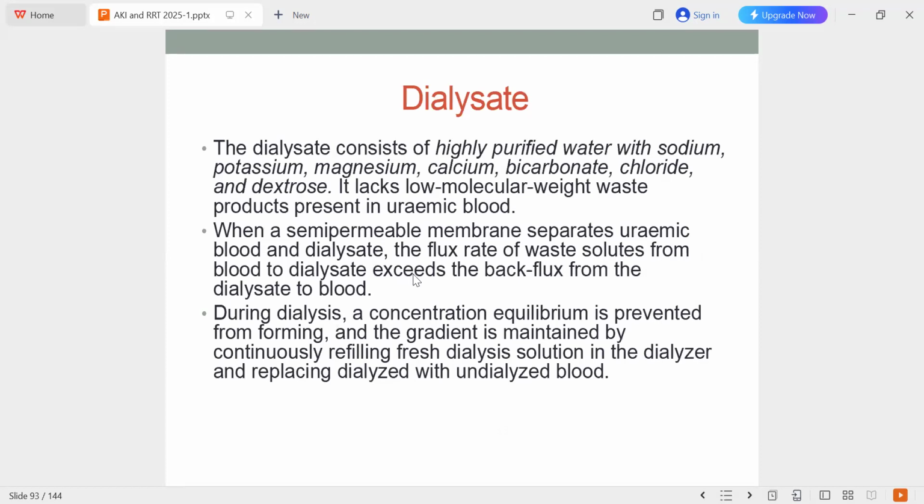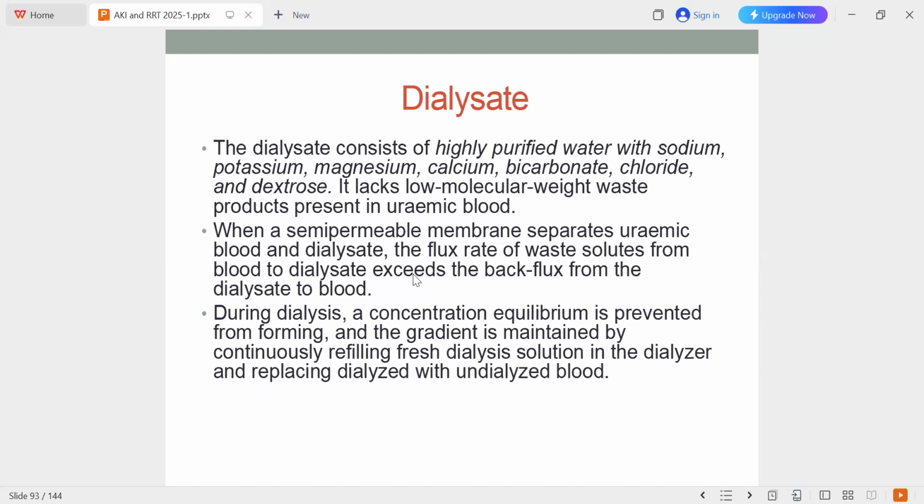The dialysate consists of highly purified water, like we mentioned, which is gotten by reverse osmosis, with sodium, potassium, magnesium, calcium, bicarbonate, chloride, and dextrose as prescribed, all right? The different dialysates have different compositions. Recently we noticed that some of our patients in our ICU, after dialysis, still retain a high serum potassium, and we had to reduce the potassium content of our dialysate.